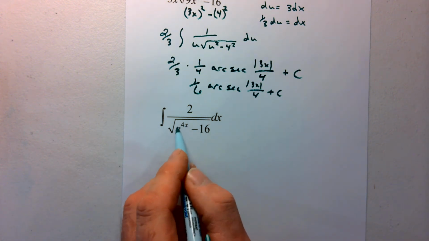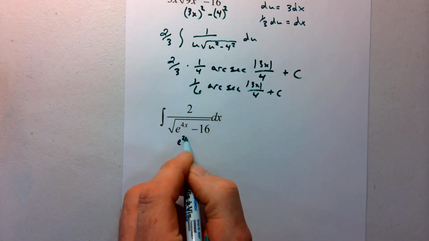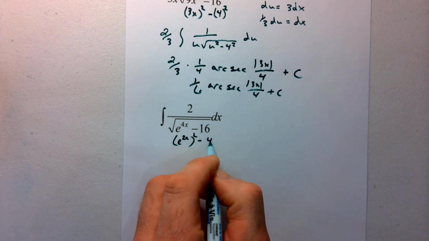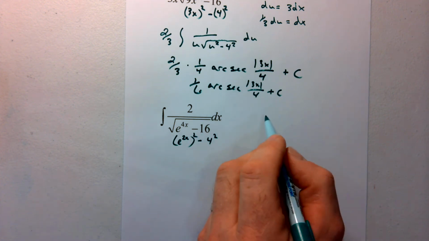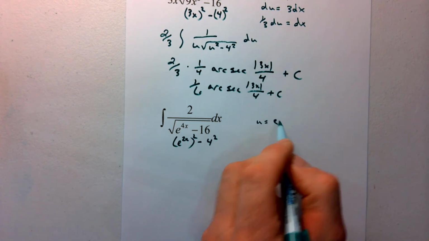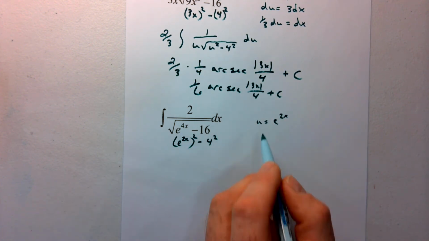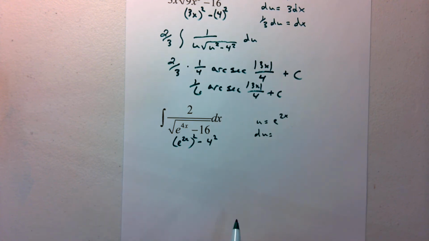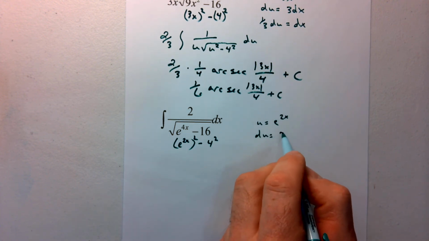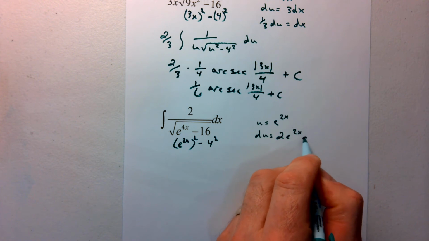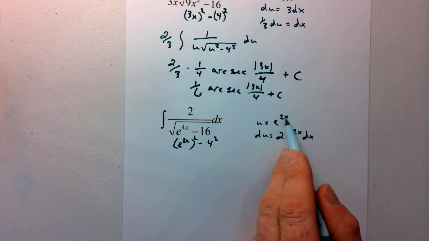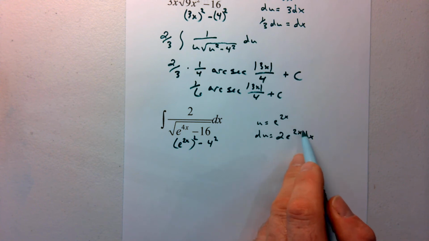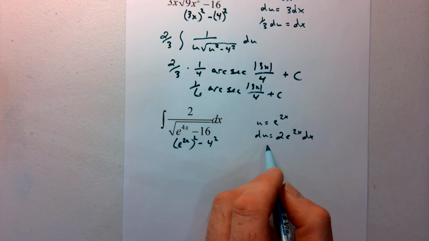Well, I see that this is going to be e to the 2x squared minus 4 squared. So it's going to work very similar to what we just had up here. So we're going to let our u equal e to the 2x. So du is going to equal 2e to the 2x dx. Remember, to take the derivative of an e to an exponent, we bring down the derivative of the exponent, e to that same exponent, dx.